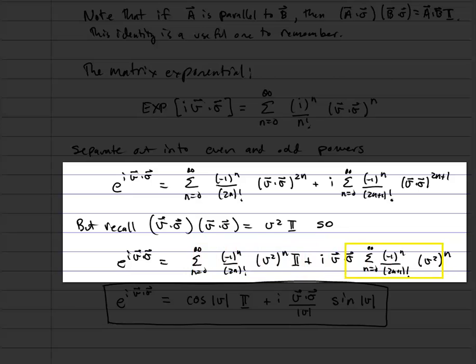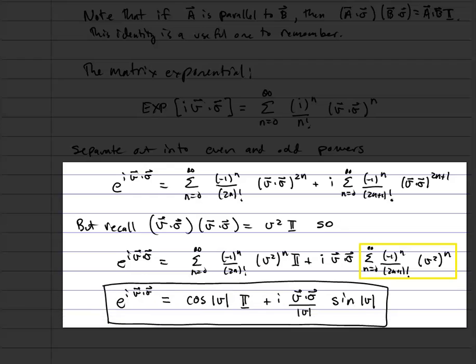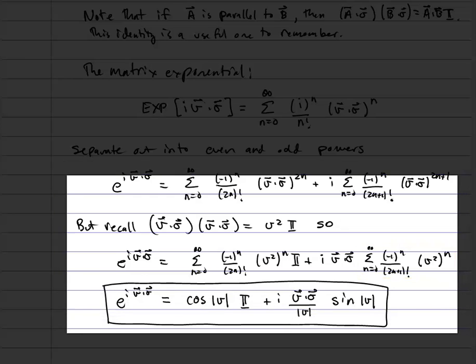And that second summation is equal to the sine of the absolute value of v divided by the absolute value of v. To be the sine, I really need that to be the absolute value of v raised to the 2n plus 1 power. So I'm going to use a multiply by 1 trick. I'm going to multiply by the absolute value of v and divide by the absolute value of v. And you see that that summation is equal to sine of the absolute value of v divided by the absolute value of v. And we get this remarkable identity.